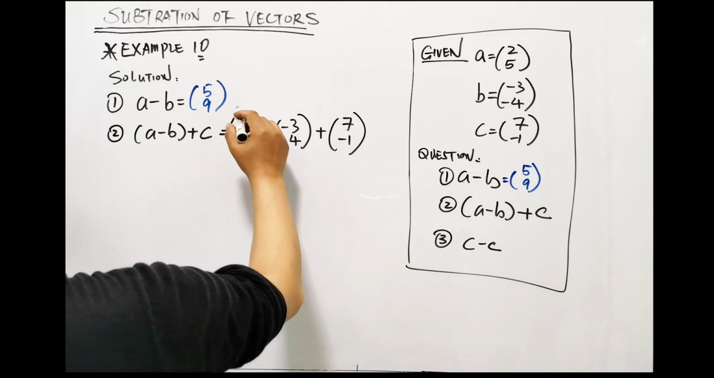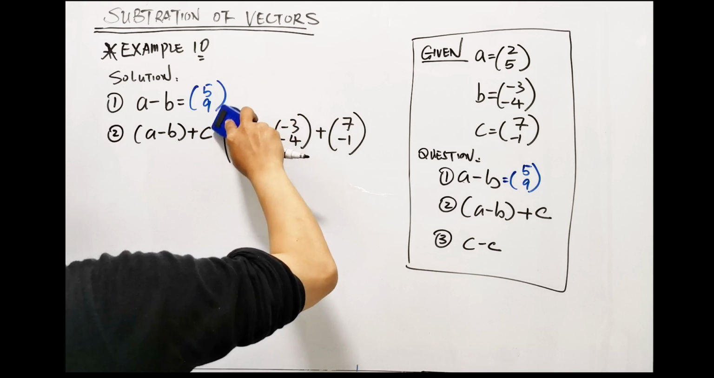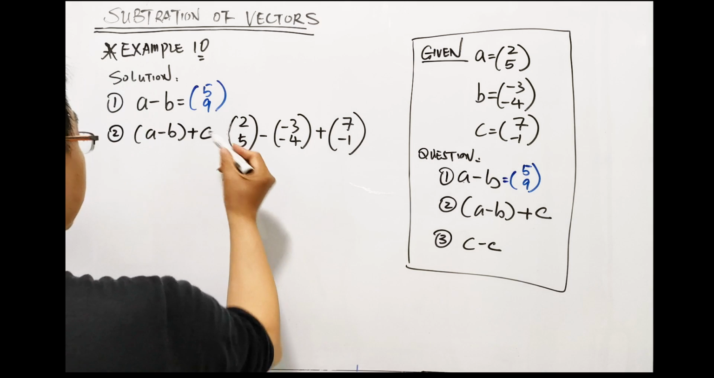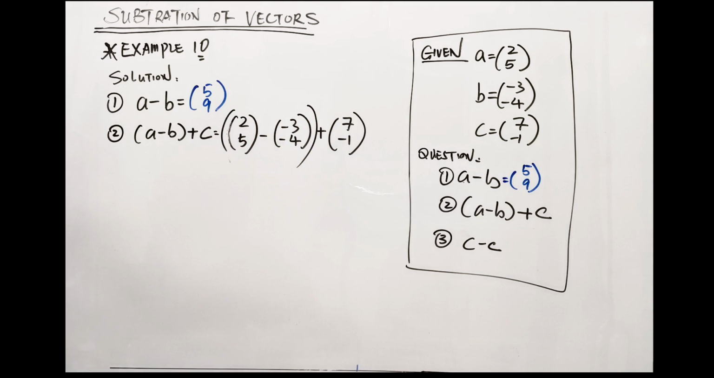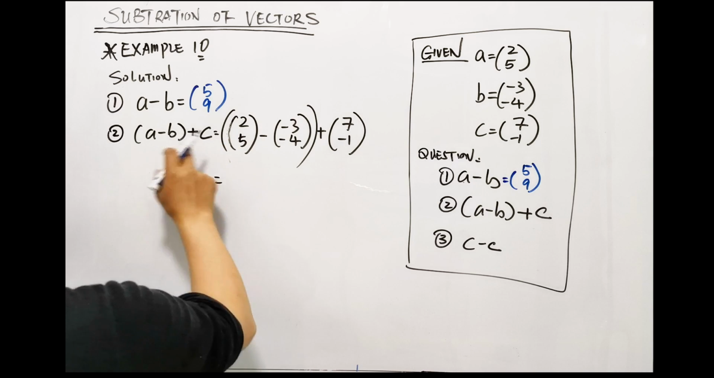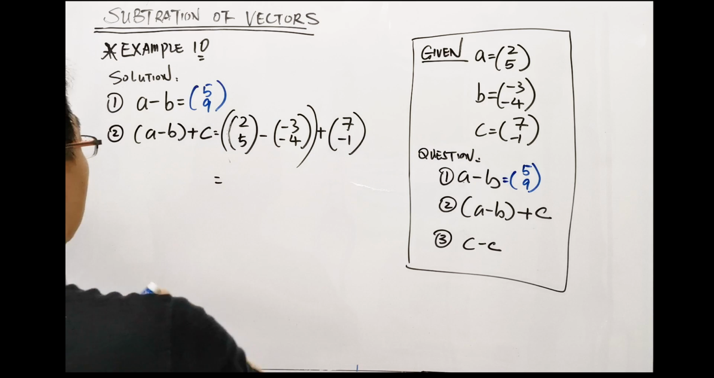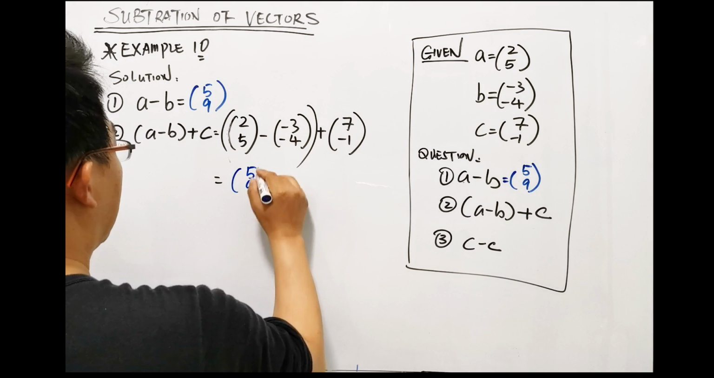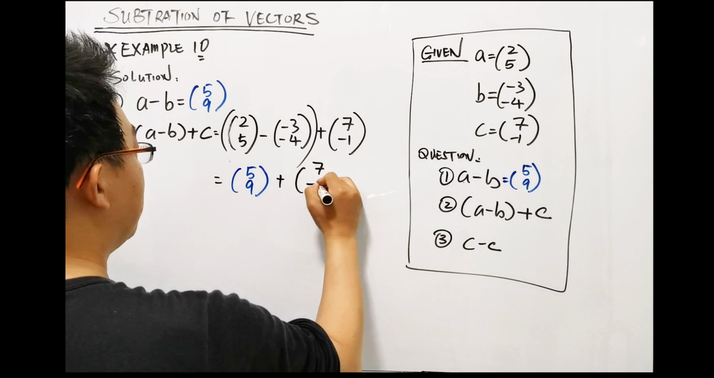Okay, because these are two brackets, we have to write a bigger bracket here. So that's what we get. Because we already know A minus B equals 5, 9, then we just add 7, minus 1.